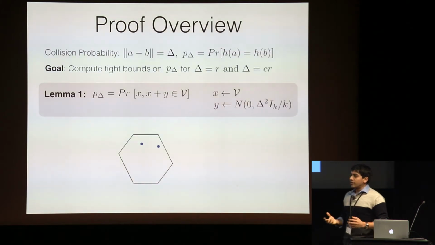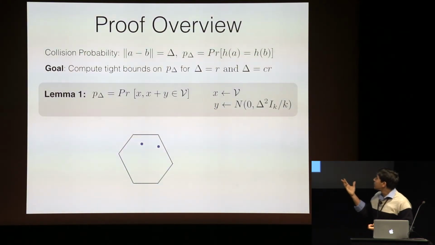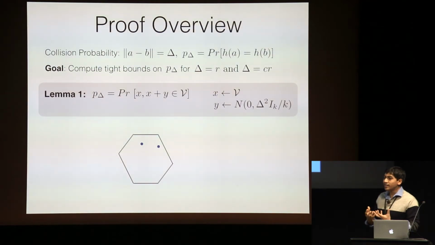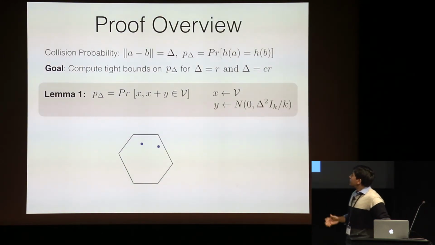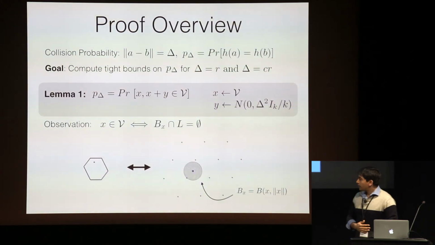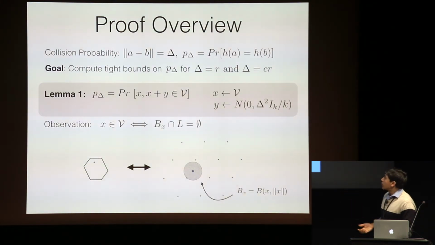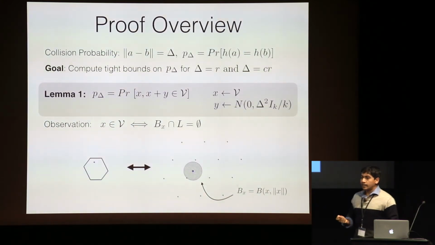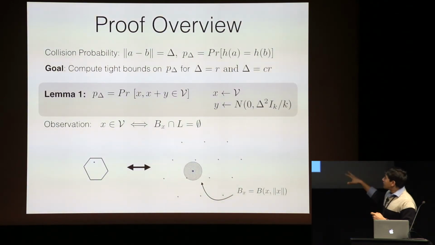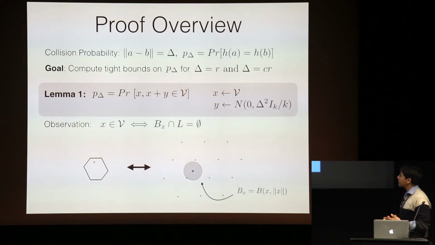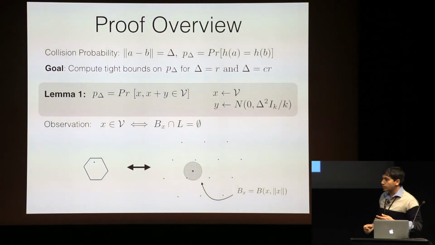It turns out to be difficult to understand this probability with the Voronoi cell in the picture. The Voronoi cell is a polytope with an exponential number of facets, and it's kind of an ugly beast to work with. So we want to shift our view to something which we know better. We use the following observation: any point x is in the Voronoi cell about the origin if and only if the open ball centered at x of radius norm x does not contain any lattice points. This just follows from the definition of the Voronoi cell, that 0 is the closest lattice point to it.